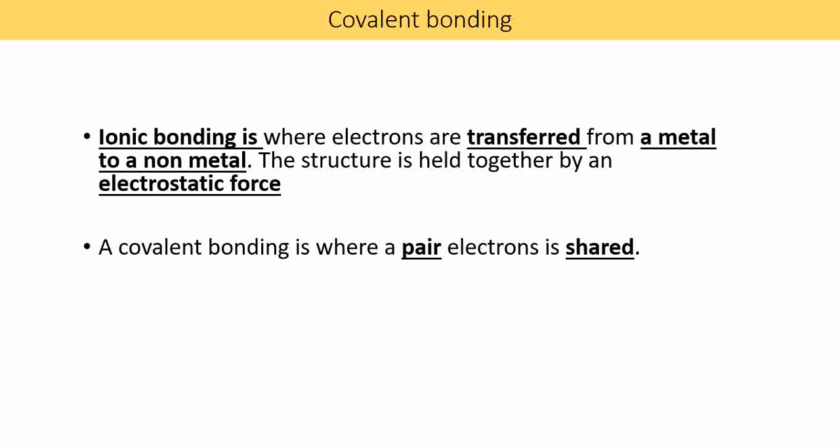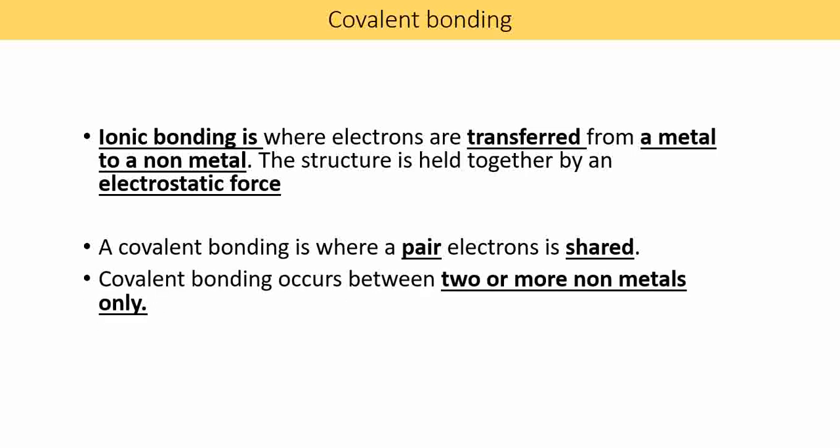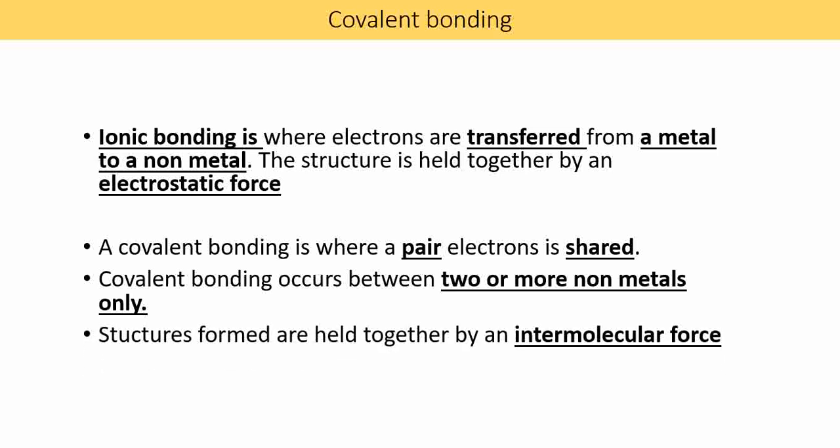And in covalent bonding, this is where a pair of electrons is being shared. And I've underlined the keywords that perhaps are going to be on the mark scheme if this question is asked. Now, covalent bonding only occurs between non-metals. Only between non-metals, right? You could do a quick table to compare ionic bonding with covalent bonding. And the force which holds the structure together after it has been formed is called an intermolecular force.